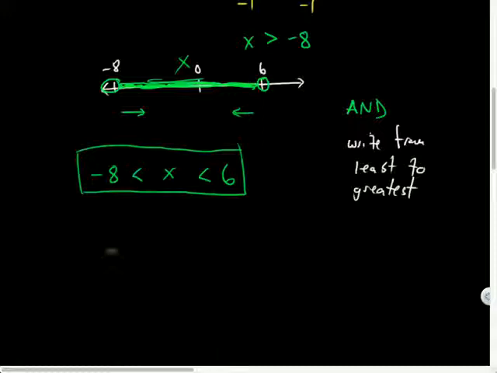Let's do another one. Un otro problema. Let's have the absolute value of -2x minus 3 is less than or equal to 15, how about?